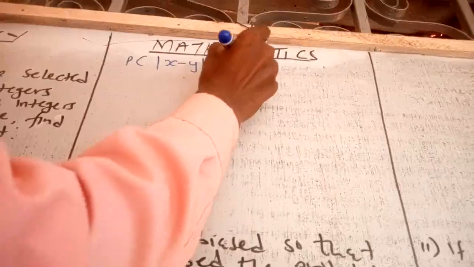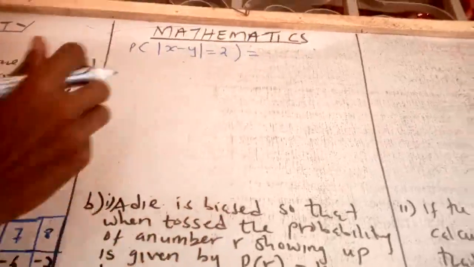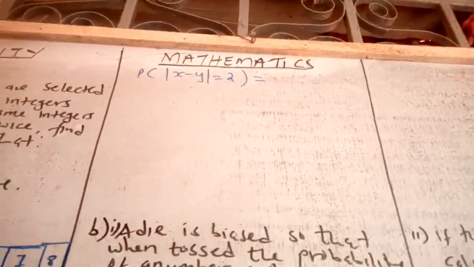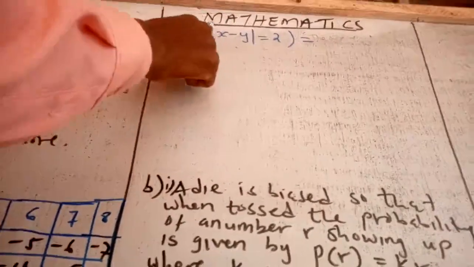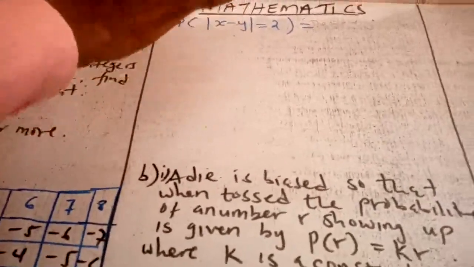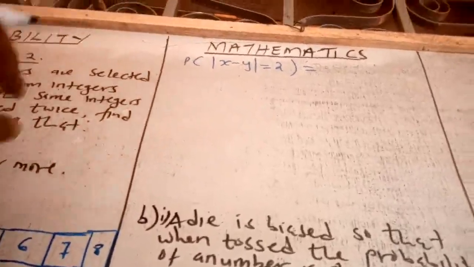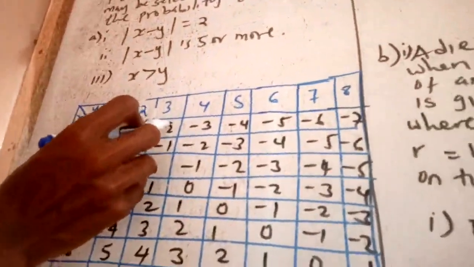Is equal to 2, and I close the bracket. What is the probability of that? And as far as the word absolute, you can see that these straight vertical lines mean absolute. I'm supposed to assume the negative sign. And therefore, as far as this question is concerned, you can see that there is a negative 2 here.